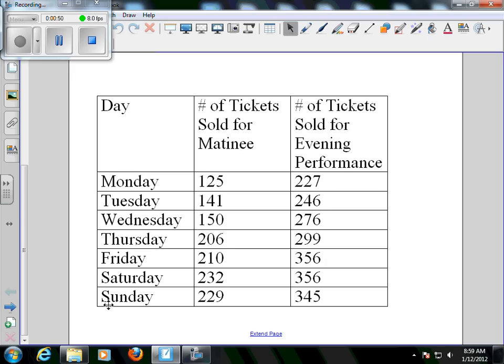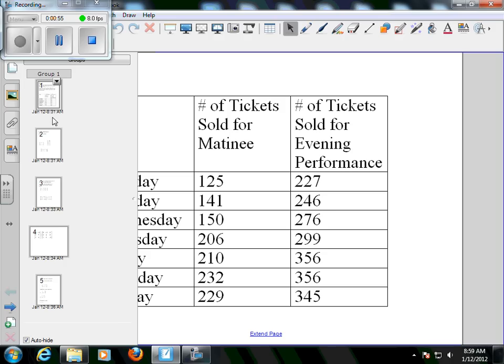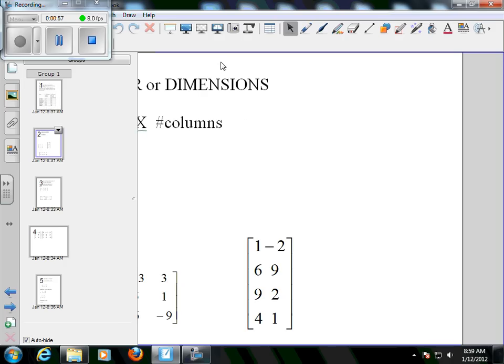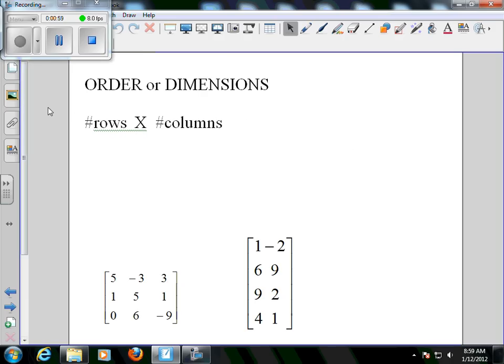Now, to get into something that will show us a little bit more of what these look like mathematically speaking and how we can work with them mathematically, let's go on to the next page. A matrix is made up of rows and columns, and we use the number of rows and columns to determine the dimensions of the matrix or the order of the matrix. It's the number of rows by the number of columns.